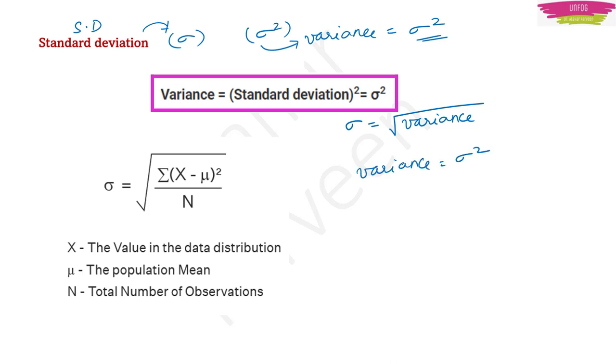Now variance is sigma square. What will be sigma? It will be square root of variance. Now what is sigma? It is standard deviation. Now all the symbols you know, don't worry about mu because I am using x bar. X bar means mean.